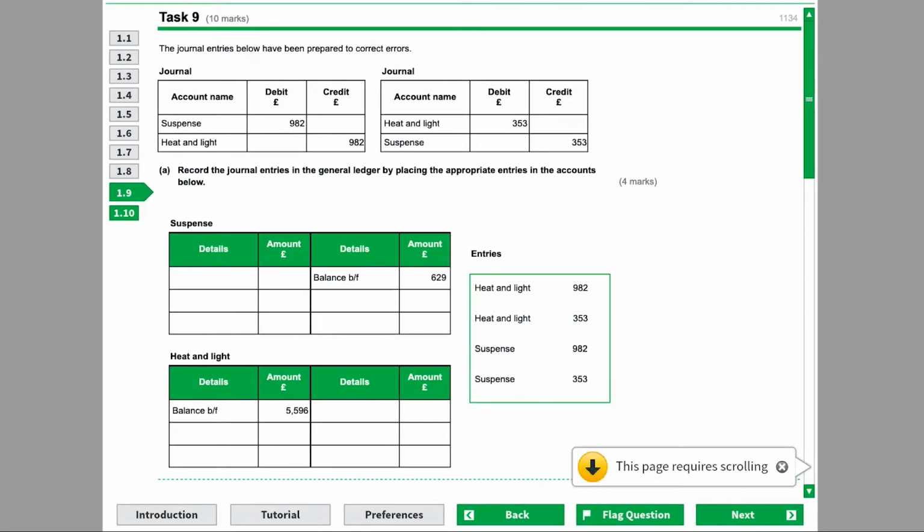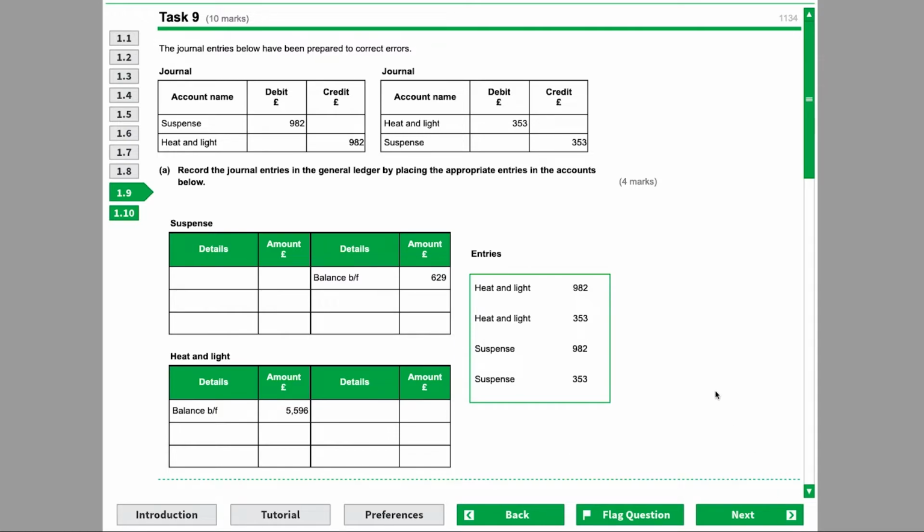So task 9 is worth 10 marks and is designed to test the process of posting journal entries to the ledger accounts, followed by balancing off those accounts. Right, let's get into it then.